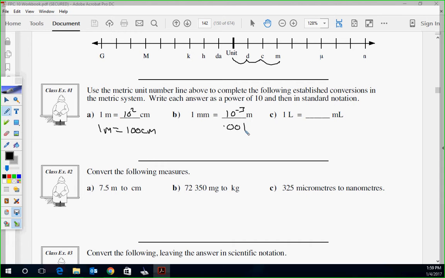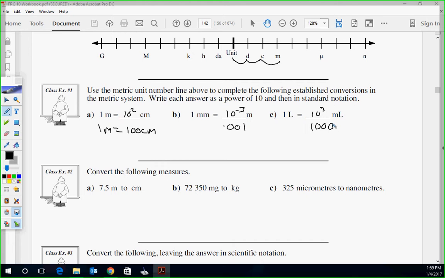1 liter equals milliliter, so do we get bigger or smaller here? Bigger, right? And so this one would be 1,000. So 1 liter is 1,000 milliliters. Okay.